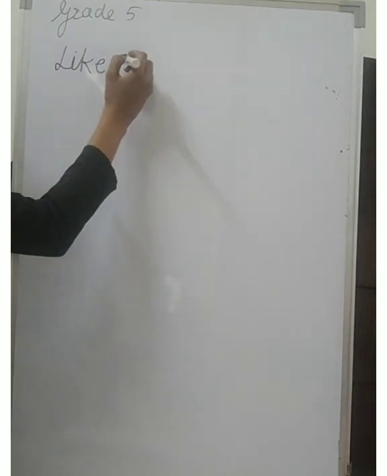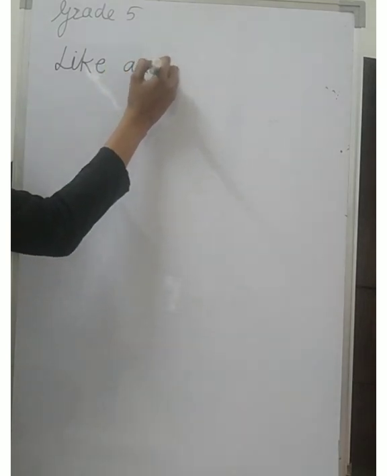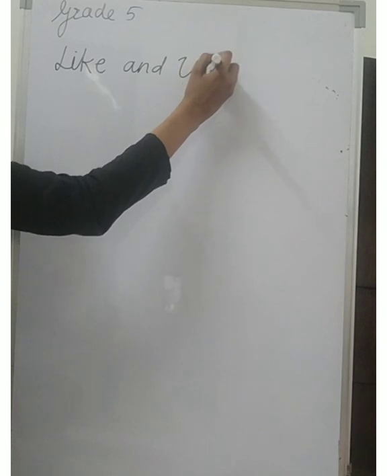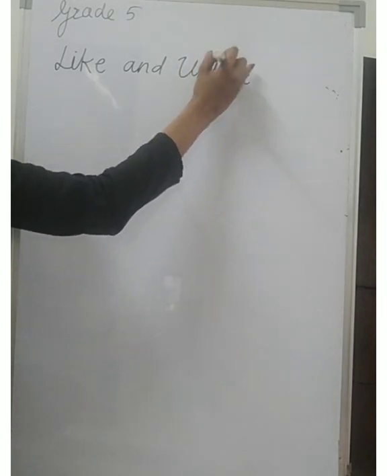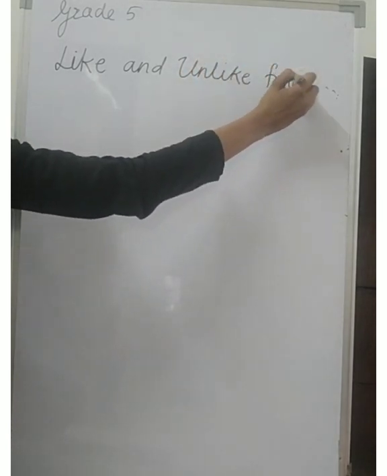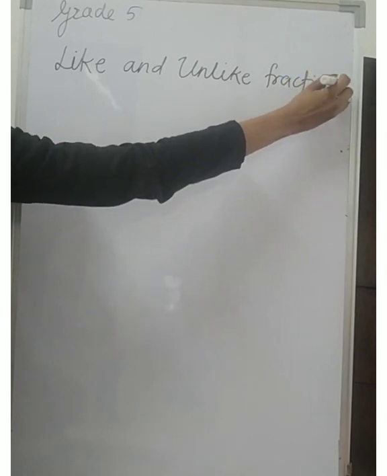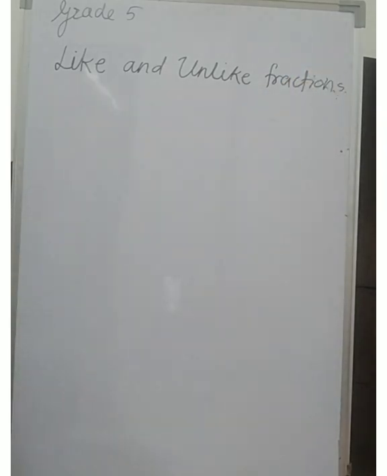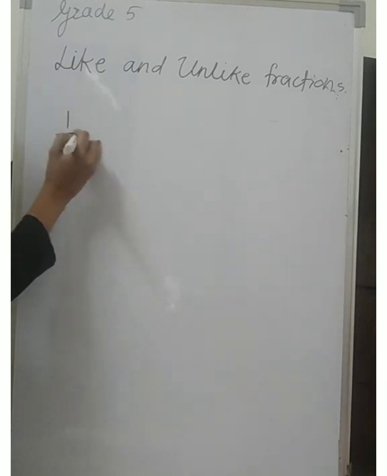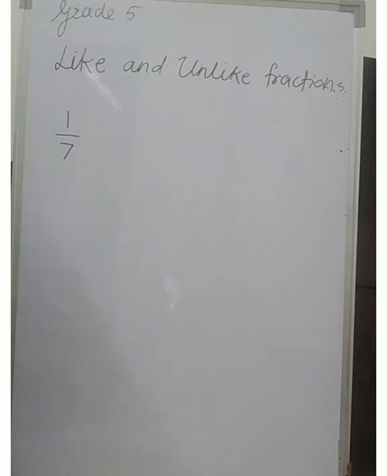We are learning about fractions. Today we are going to learn like fractions and unlike fractions. Now, like means what? Like means same. Okay? Now I am going to give you some examples: 1 upon 7 and 1 upon 3 and 4 upon 7.